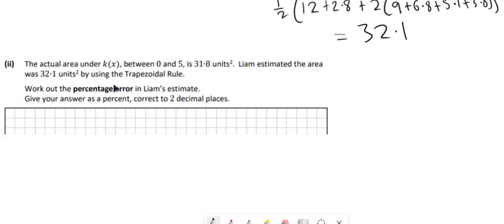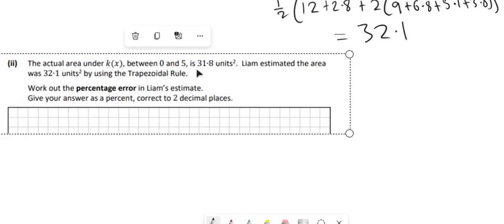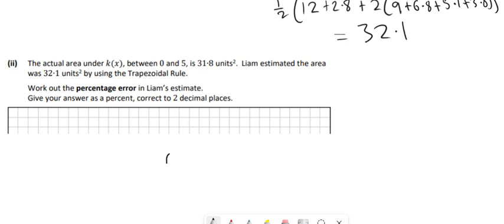The actual area under k of x between 0 and 5 is 31.8 units. Liam estimated the area was 32.1 units by the trapezoidal rule. Work out the percentage error in his estimate. So the error really is 0.7. That's how much error there was. That was just 31.8 minus 32.1.